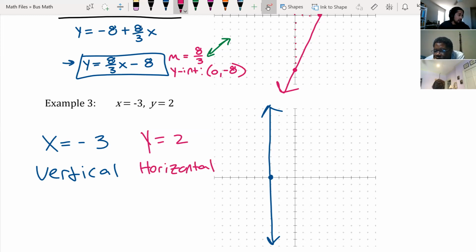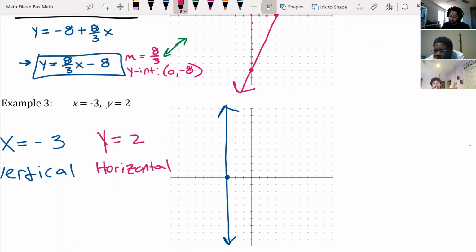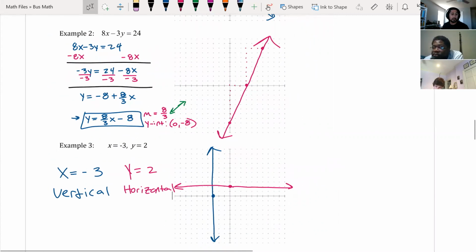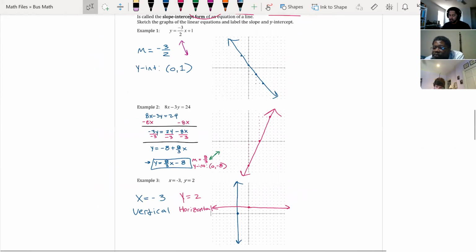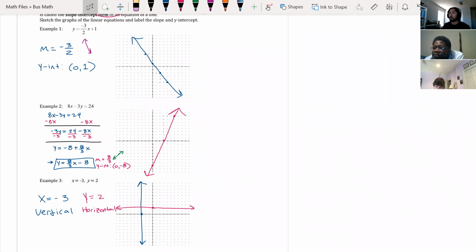Okay. Perfect. So find where 2 is on the y-axis. And we go out and to the right, out and to the left. And there you go. That's how you graph vertical and horizontal lines. Okay. Any questions on this page? That is graphing using the slope-intercept form.